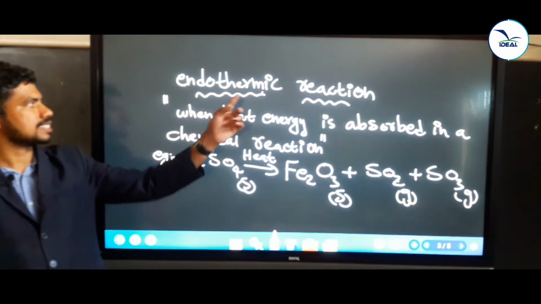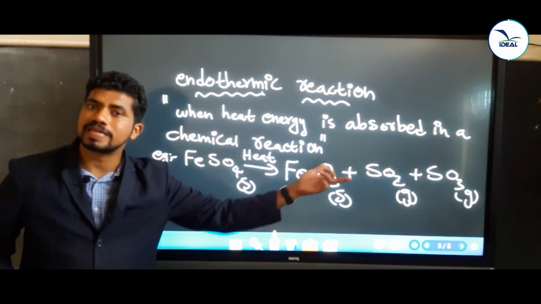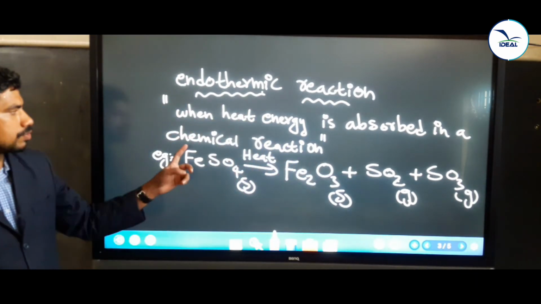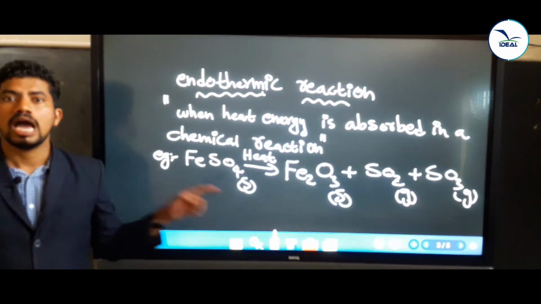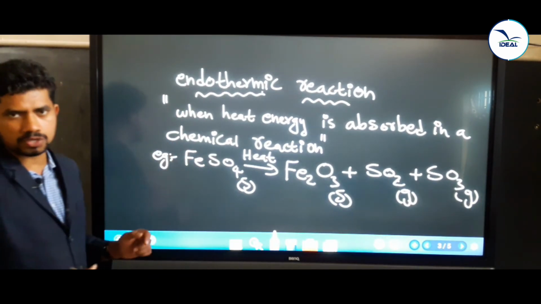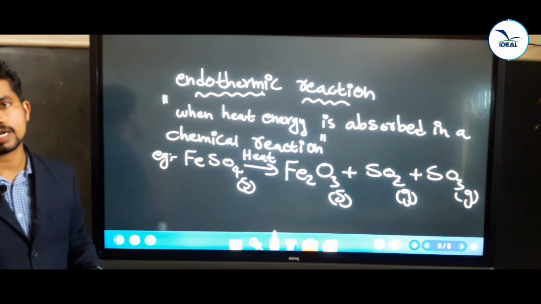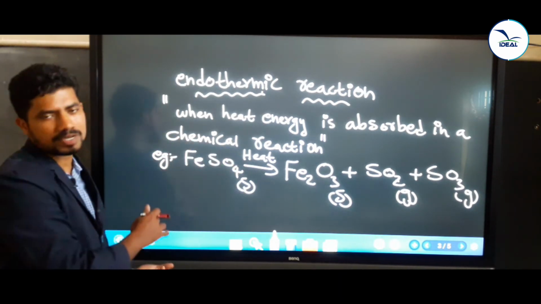Next, we are going to discuss the endothermic reaction. When heat energy is absorbed in a chemical reaction, it is known as endothermic reaction. I gave you one simple example here, the decomposition of FeSO4. This is an endothermic reaction. Why is this an endothermic reaction? Because heat energy is absorbed in this reaction.